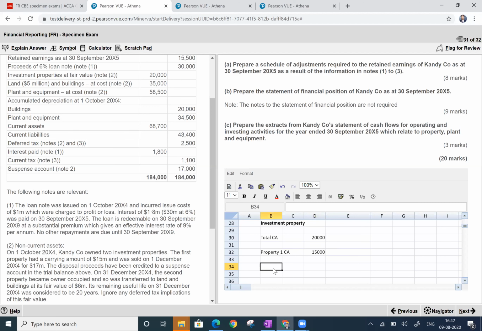Therefore, what will be the carrying amount of property 2? It will be this 20,000 minus 15,000, 5,000. So the carrying amount of investment property is 5,000. So there is a difference of 1,000. Now tell me, where should you show this difference? Revaluation surplus or SOPL?